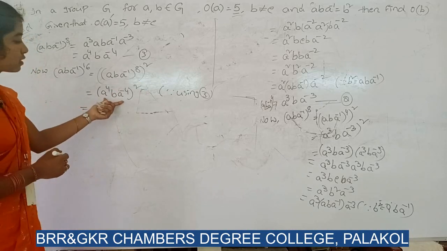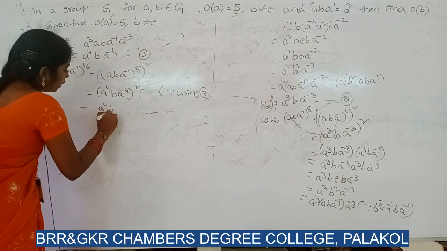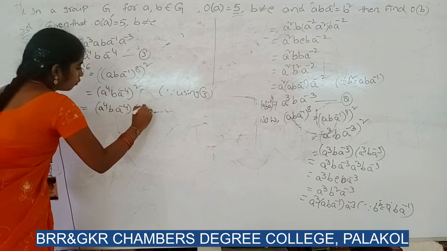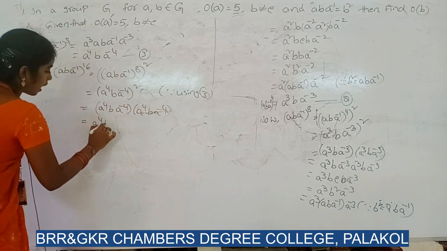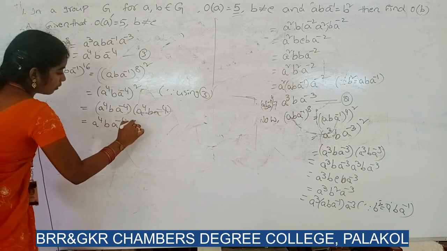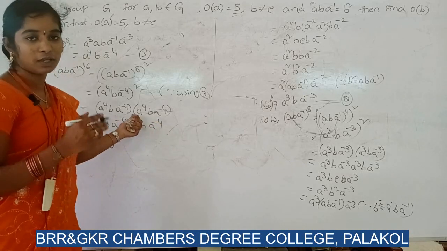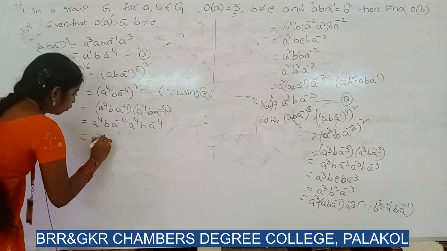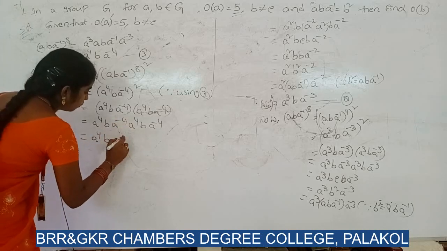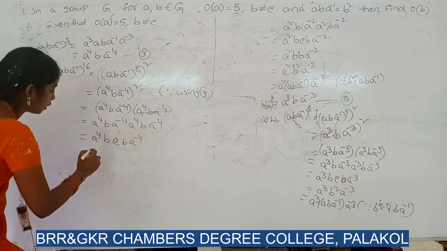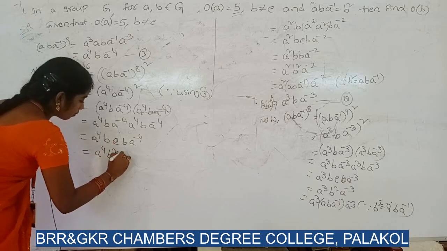So this can be written as, already you know that A square value is A into A. So A power 4 B A power minus 4 into A power 4 B A power minus 4. So already you know that A power minus 4 into A power 4 value is E. So A power 4 B can be written as E B A power minus 4. E is the identity element. So A power 4 B square A power minus 4.